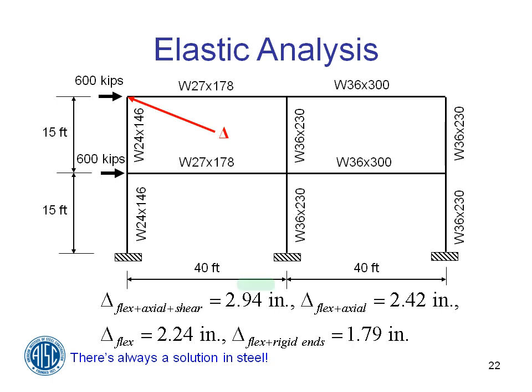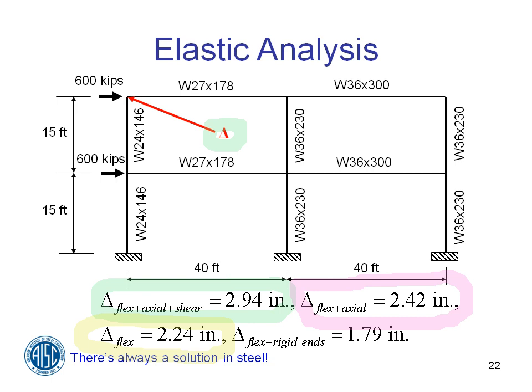So here, if we calculate the lateral deflection at the top of the structure, up there at delta, and we include axial, flexural, and shearing deformations, we're going to get a deflection of 2.94 inches. But if we only include flexural and axial, we get 2.42. And if we only include flexural, we get 2.24 inches. So what you see is that by changing what you include in your analysis, you're going to get a different answer. Well, which is the right one?